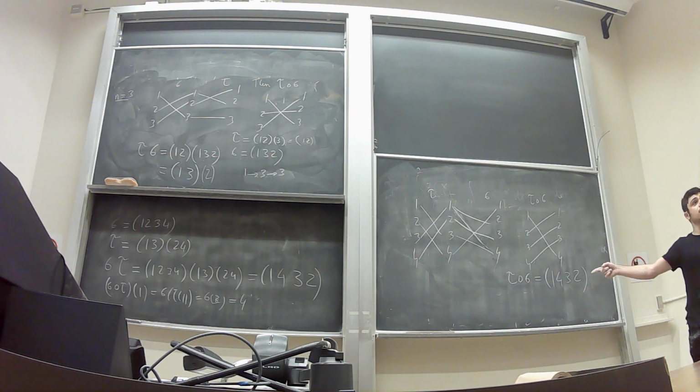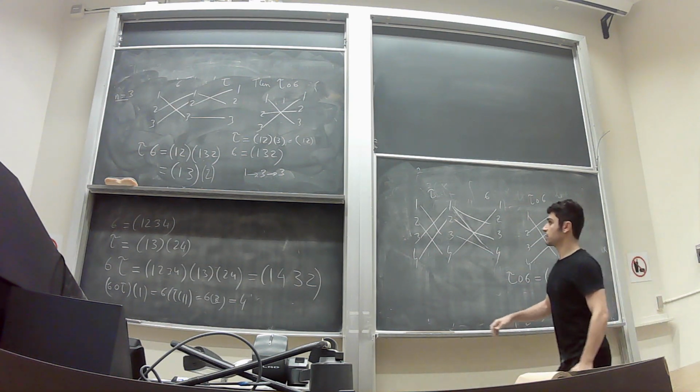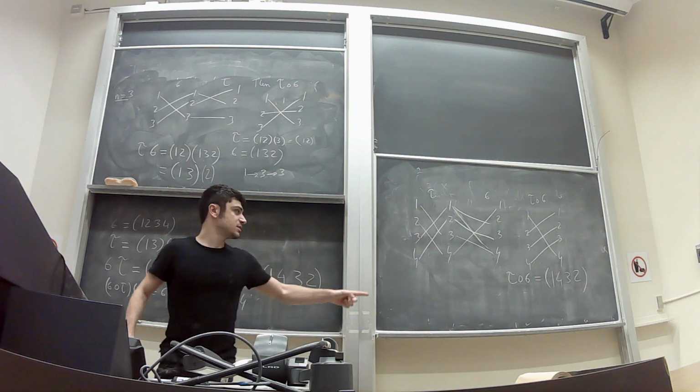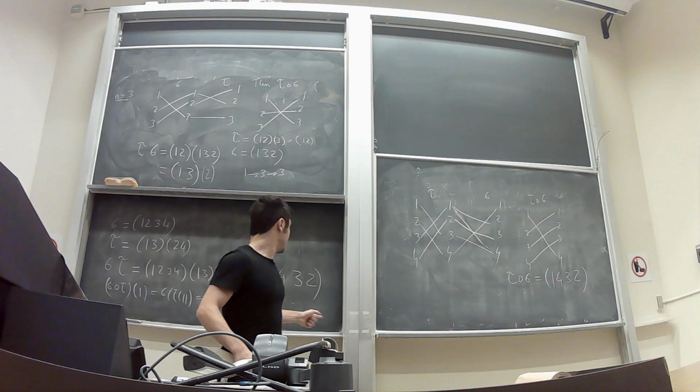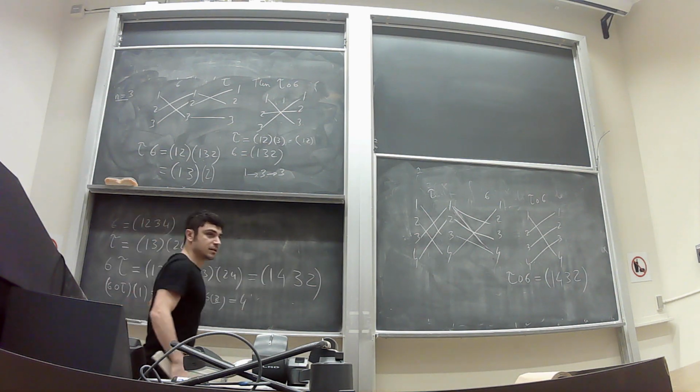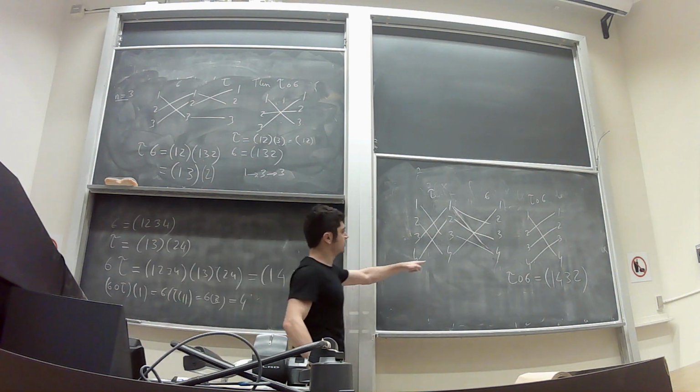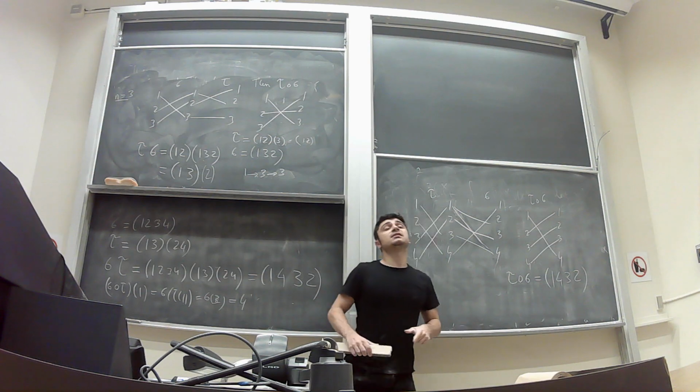Okay, should we do one more example? Let's do one more calculation. But is it clear why I use this notation? It just makes it easier. I multiply them this way. It's better than multiplying them this way. Yes, sir.